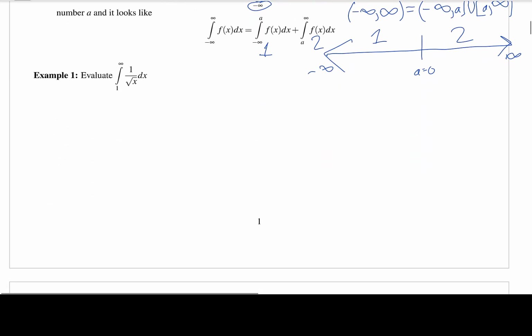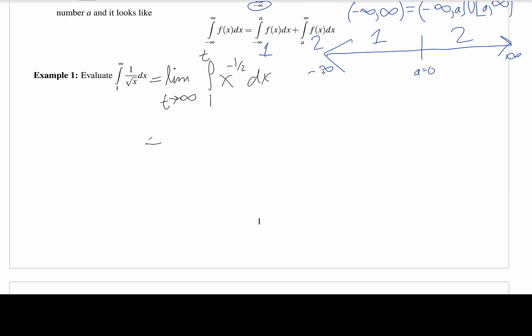So let's look at an example. Here we have the integral from 1 to infinity of 1 over square root x dx. Our very first step is to rewrite this as the limit as t goes to infinity. Then we'll have the integral from 1 to t of 1 over square root x, which is the same thing as x to the negative 1/2 dx.